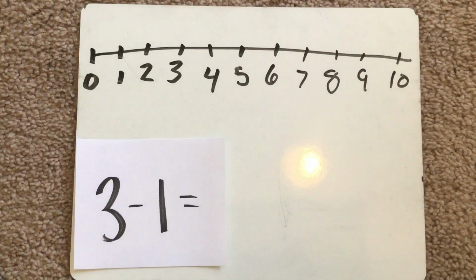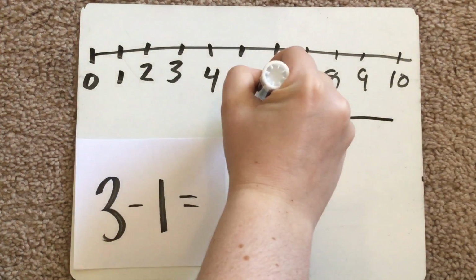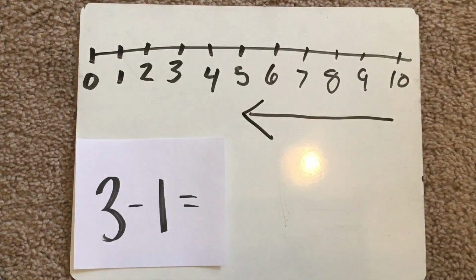using this. So when we're doing addition problems, we go in the reading direction. We want our numbers to be getting bigger. But when we're doing subtraction problems, we're taking away, so our numbers have to get smaller. And that means that we're going to go in the opposite direction. We're going to go backwards on the number line, not in the reading direction.